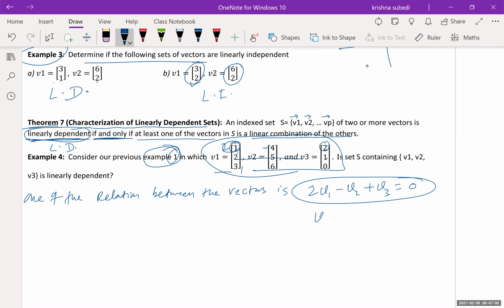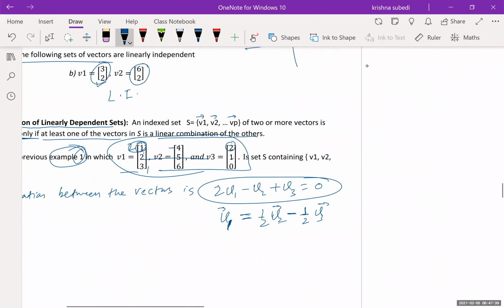Okay, so that means if I solve it a little bit, I can write V1 equals half V2 minus half V3. I can write it this way too. So now going back to the theorem, it says that if you can express one vector in terms of the other vectors, then the set is linearly dependent. In another word, V1 depends on V2 and V3. Remember, V1 is expressed in terms of V2 and V3. That means V1 depends on V2 and V3.